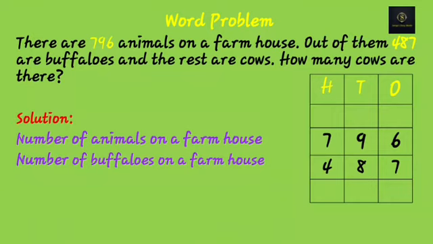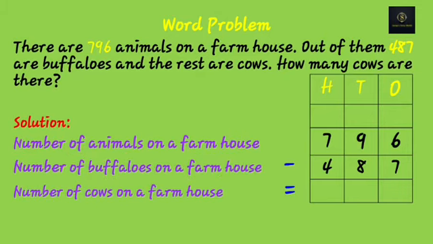So, what we need to find out? Yes, we need to find out how many cows are there on a farmhouse. So, our third statement will be number of cows on a farmhouse. Now children, here I have given a minus sign and equals to sign because our word problem is of subtraction.